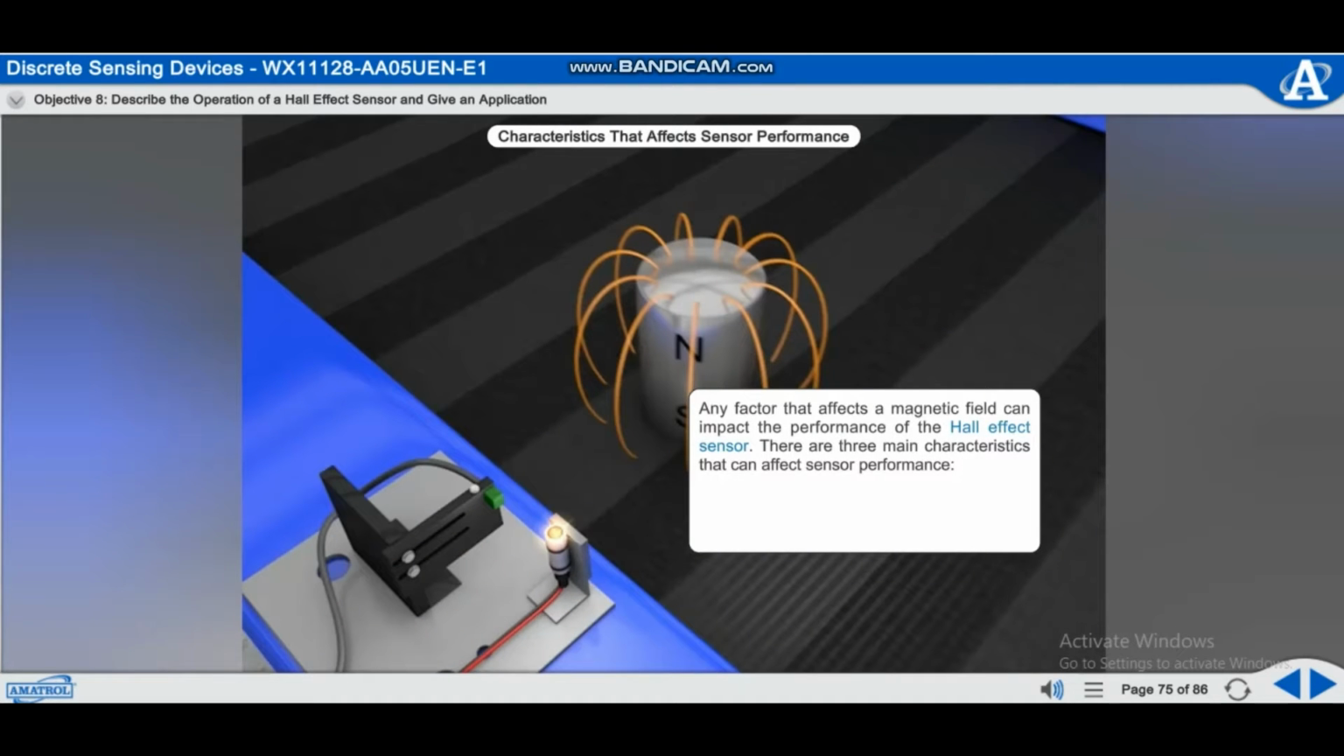Any factor that affects a magnetic field can impact the performance of the Hall effect sensor. There are three main characteristics that can affect sensor performance: magnetic field strength and polarity, internal circuitry, and target material.